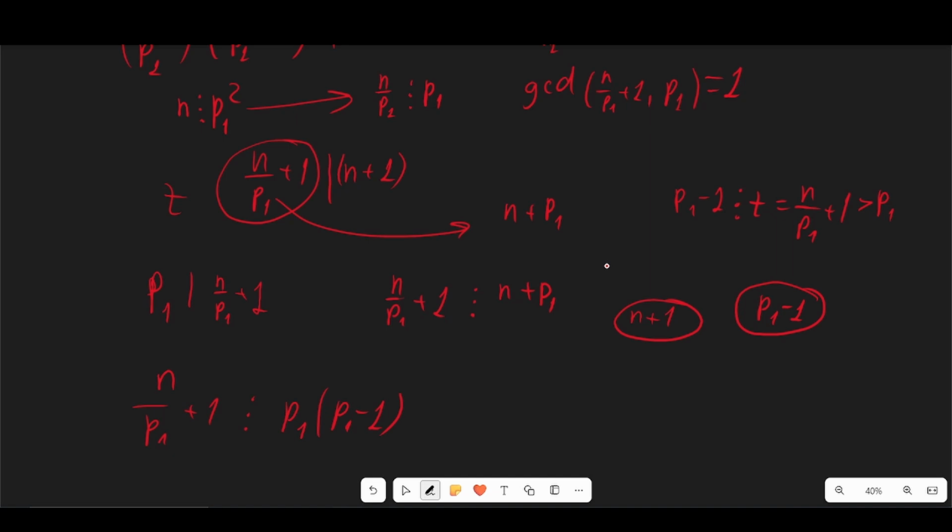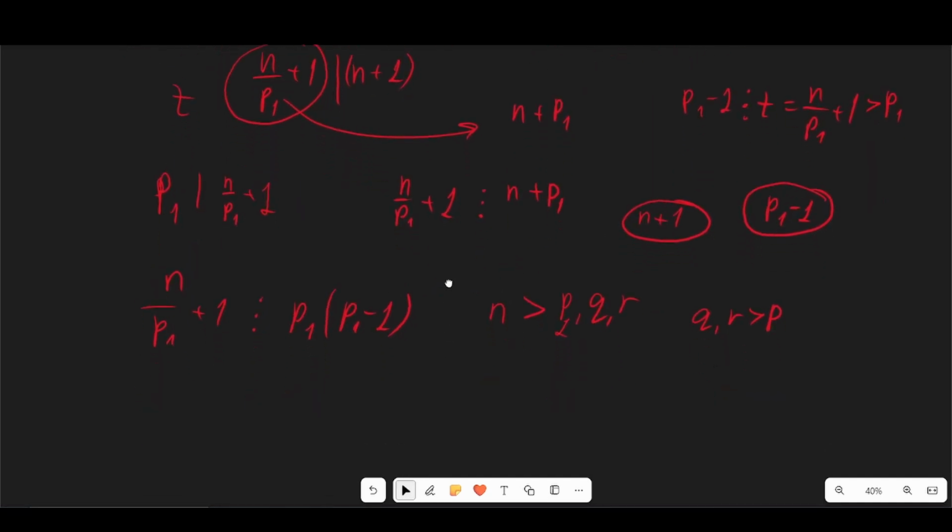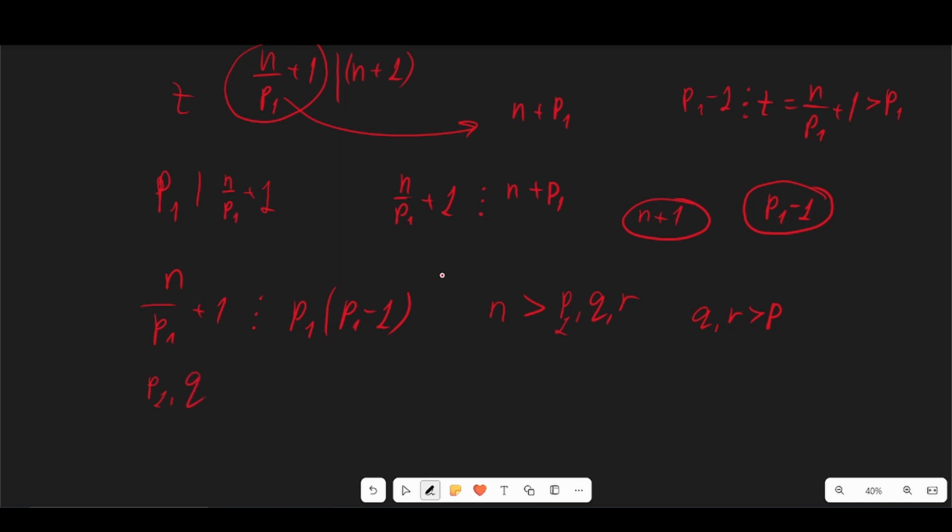Clearly we can see that if n has more than two prime divisors, like P, Q, and R, clearly Q and R are greater than P, and n over P1 is at least Q times R, and Q times R is greater than P1 times P1 minus 1. So this is impossible. So n has at most two prime divisors, so P1 and Q.